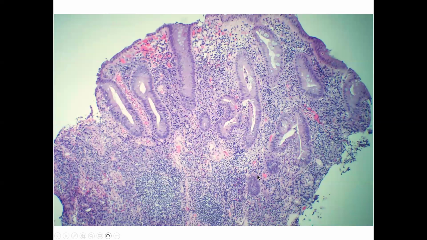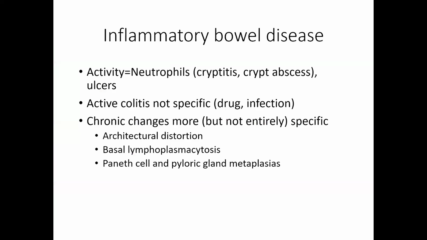This one's a much more pronounced example of some architectural changes, where you have this backwards K-shaped gland here and a branched gland, and then an area here where there's no glands at all, so some gland dropout. So these are all architectural changes that indicate chronic colitis. So this is an example of inflammatory bowel disease. This specific case was ulcerative colitis.